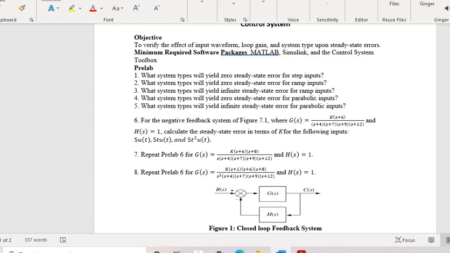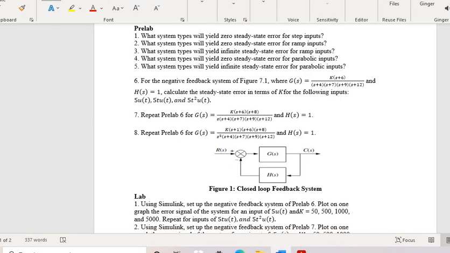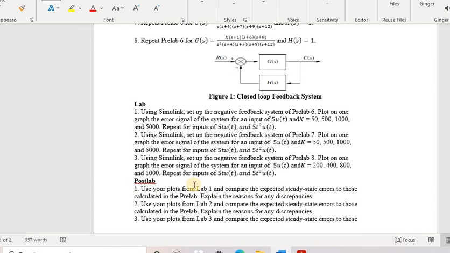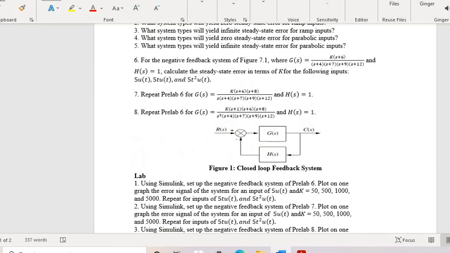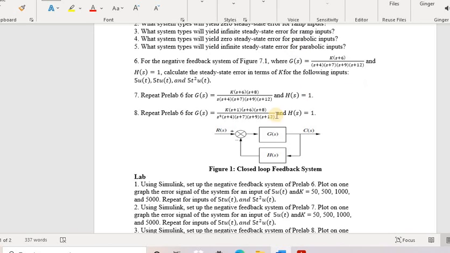Now the next thing is you have to verify this in MATLAB. Then the lab starts. You have to use Simulink and set up negative feedback. You have to make a system with negative feedback for pre-lab 6. You already calculated the steady state. Now you just put G here and H here in Simulink, give a step input with amplitude 5, and see the output results.